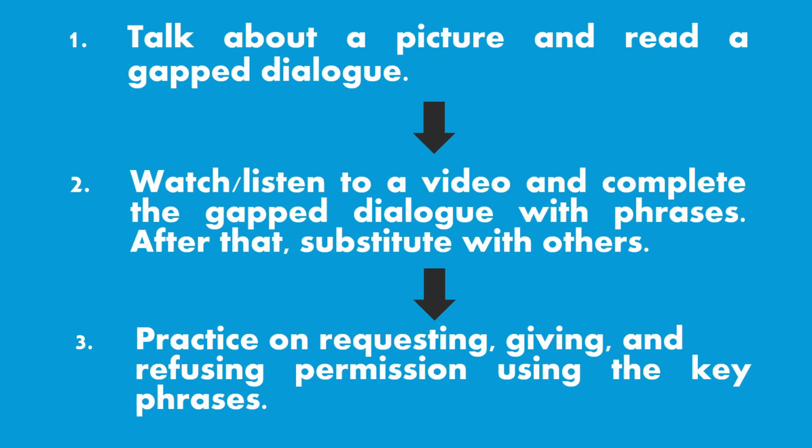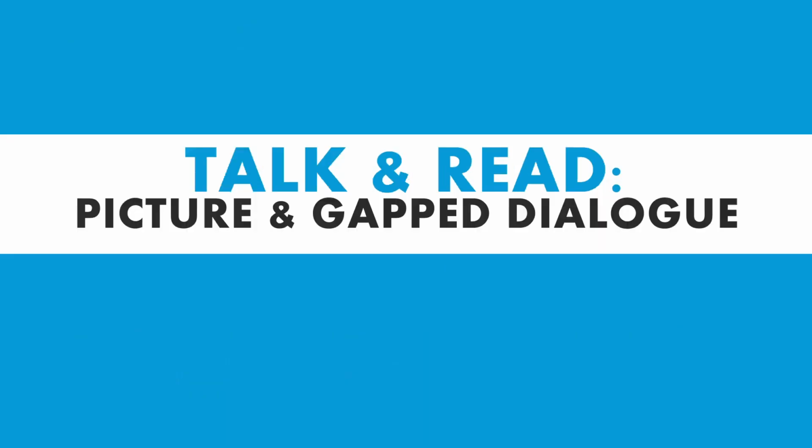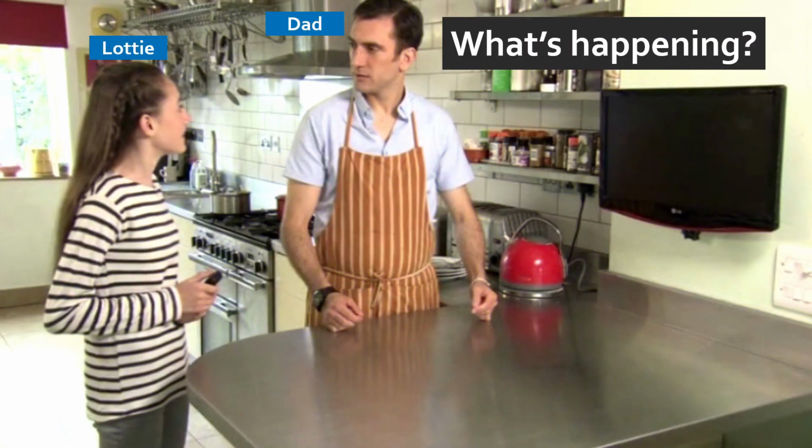Second activity. Without further ado, let us begin with the first activity of our lesson today, where we are going to talk and read about the picture and also the gap dialogue. Let's look at the first picture here. Now, we can see that it's a conversation between a little girl and her dad. This little girl is called Lottie.